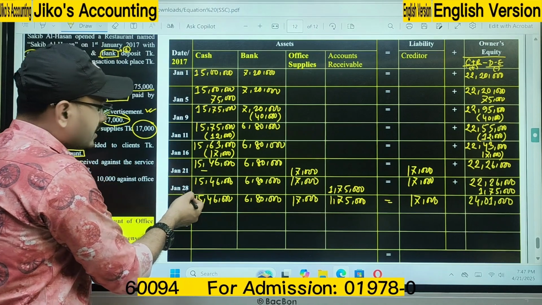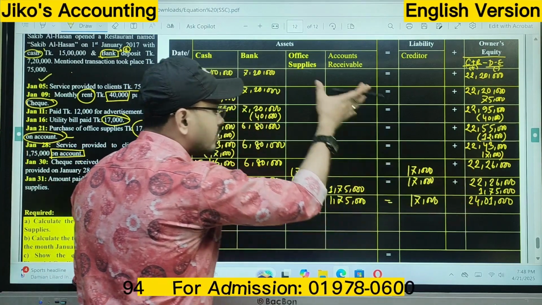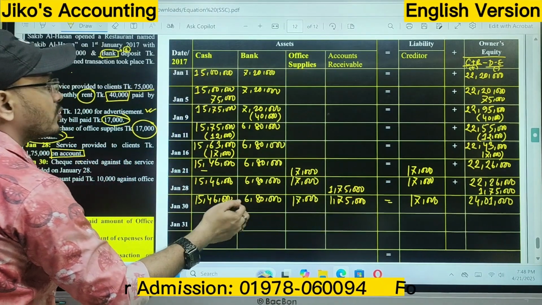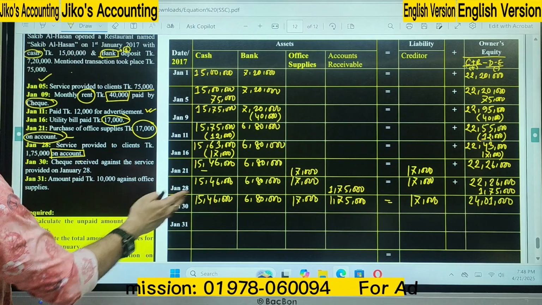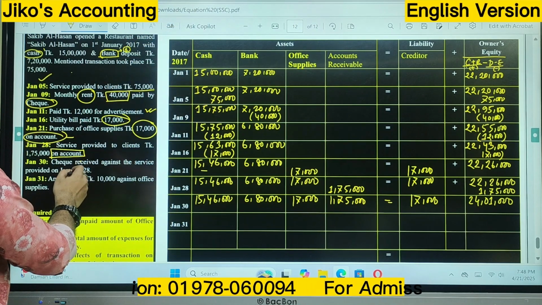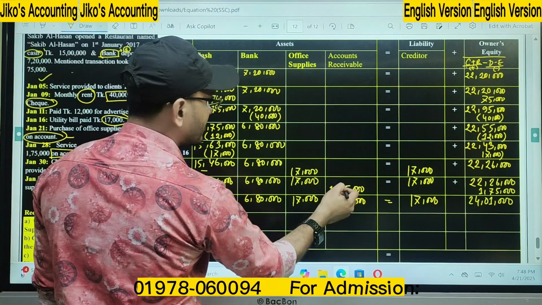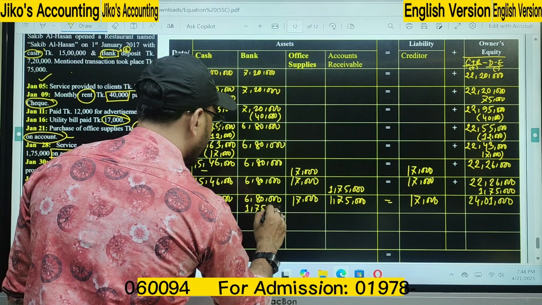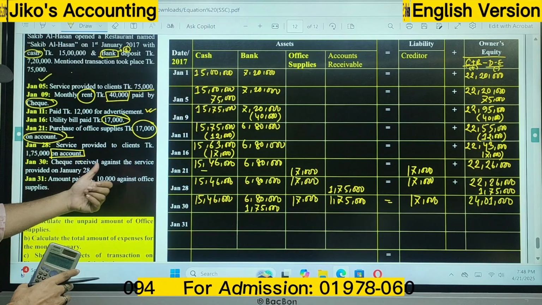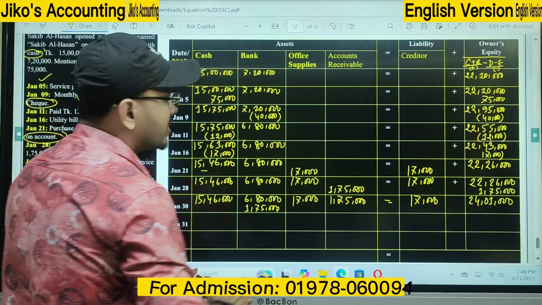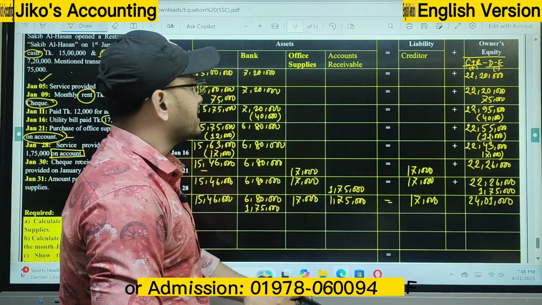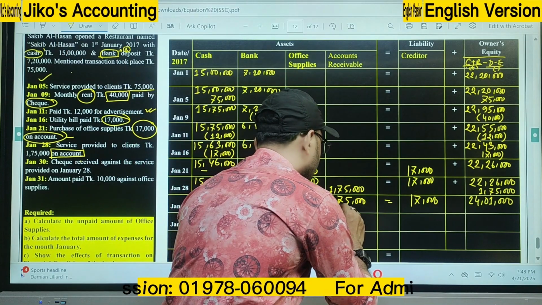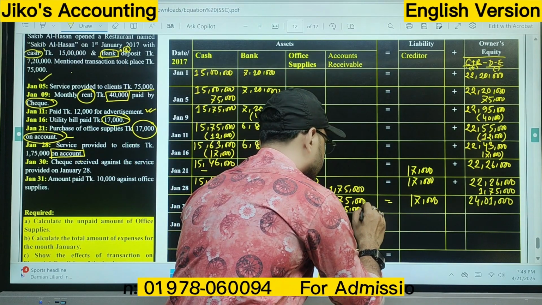Check receipt against the service provided on January 28. You can see on January 28 we provided services, but at the time we hadn't received any money. Now we have received a check. Check indicates the increment of the bank account. What is our amount here? The whole amount, 1,75,000. That indicates the increment of the bank account. Check received against the service provided. As my account receivable has already paid his total amount, that indicates the reduction of the account receivable. Deduct it.